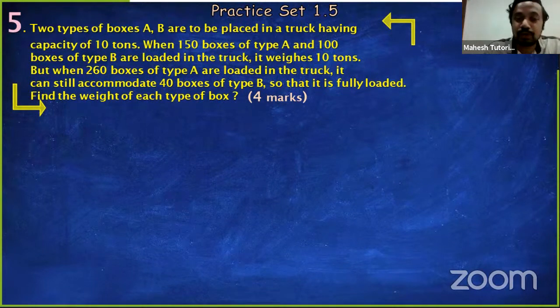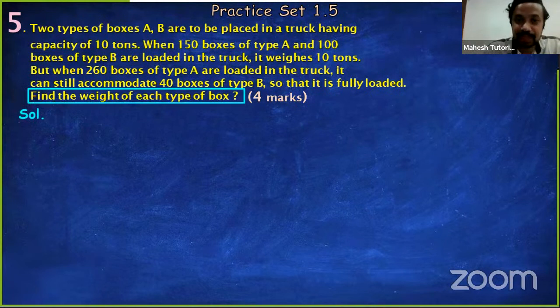Students, I want every one of you to look at the last statement of the question. It says, find the weight of each type of box. While reading the question in the first line itself, we came to know that the question involves two types of boxes, box A and box B. So the question is asking us for the weight of one box of type A, and the weight of one box of type B. So we have been asked to find two things.